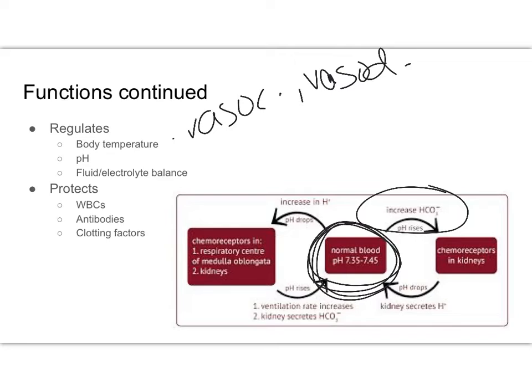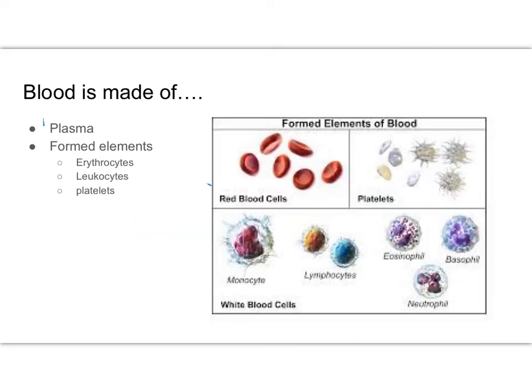Our blood also will help protect us, in particular our white blood cells that most of us know help fight infection. We produce antibodies that help us fight infection, as well as clotting factors. Clotting factors are important to stop bleeding. Okay? And so we want to be able to stop bleeding when bleeding occurs so that we don't lose too much blood. So blood is made up of two basic components.